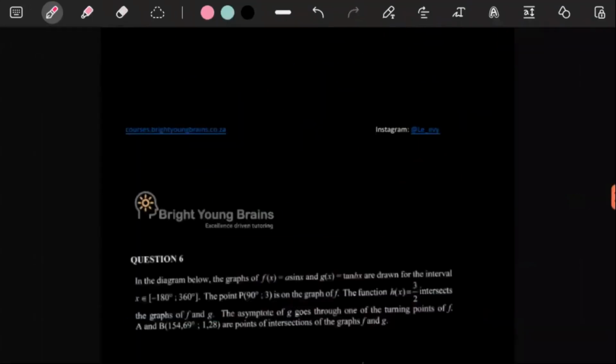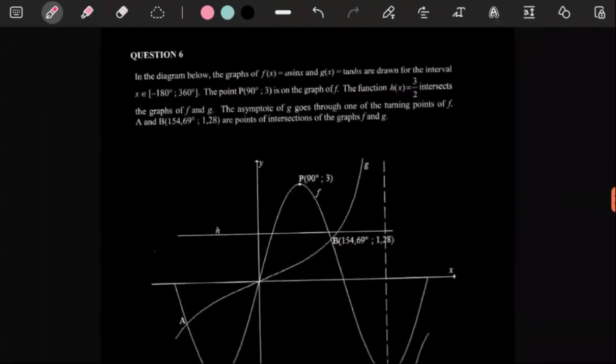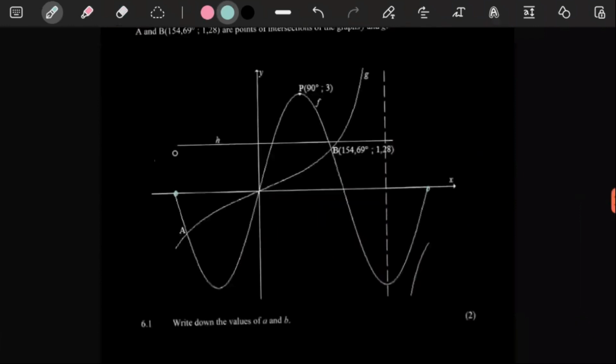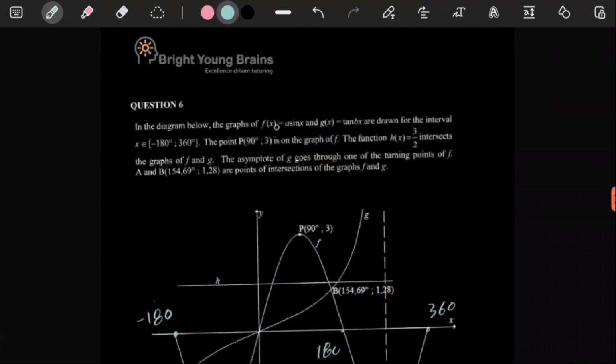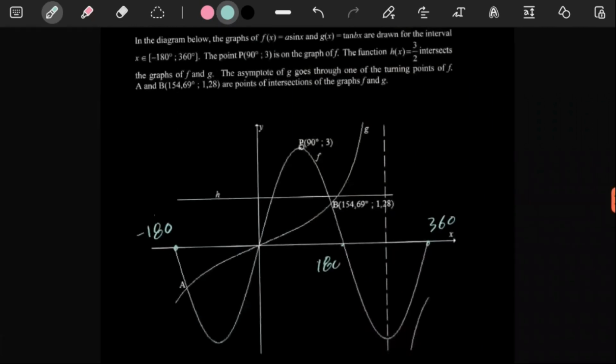What does question 6 say? Question 6 says, okay, we're dealing with a trigonometric function, I guess. It then says here, in the diagram below, the graphs of f and g are drawn in the interval negative 180 until positive 360. We can see it. So this looks like a standard sine graph, meaning in the middle here we have 180. We have not been given the equations, but this seems like it goes all the way to positive 3.